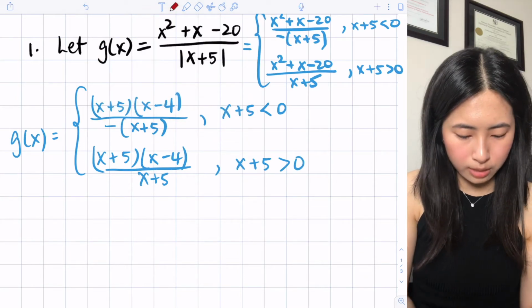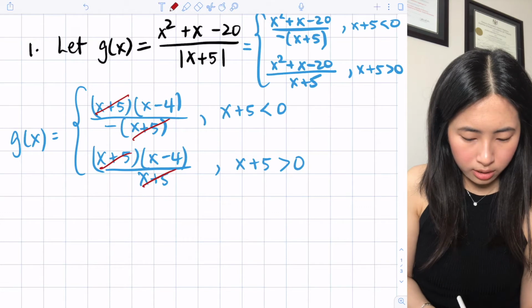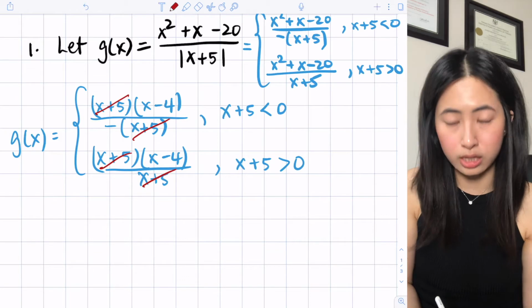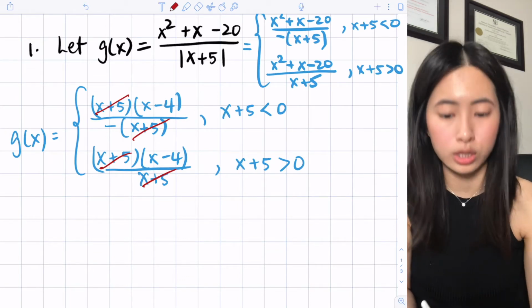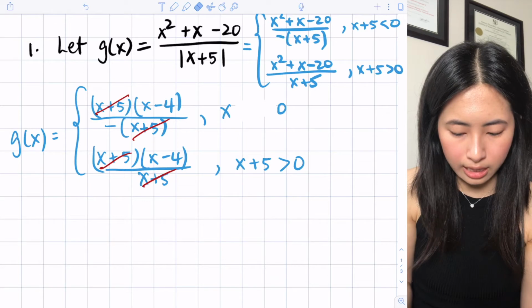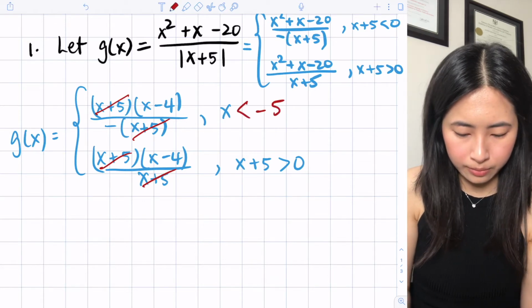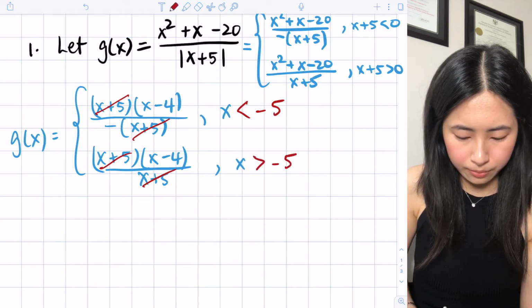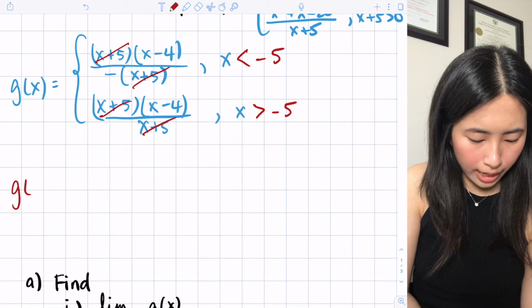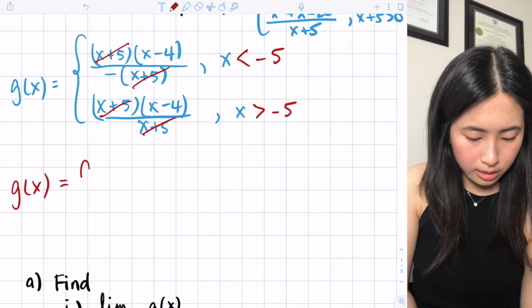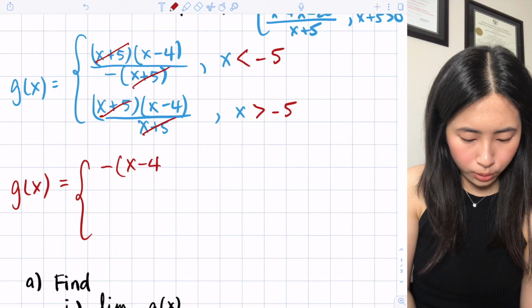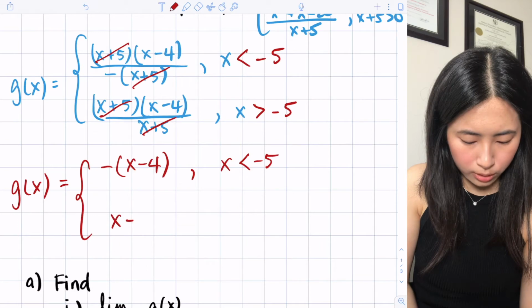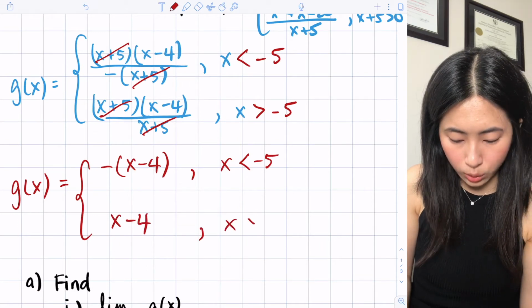Now we're able to cancel out x plus 5 here. On top of that, because you have a plus 5 here, we're able to transpose positive 5 to the opposite side of the inequality, such that this now becomes x less than negative 5, and this becomes x greater than negative 5. So just rewriting what we have, g of x is negative times x minus 4 when x is less than negative 5. On the other hand, we have x minus 4 when x is greater than negative 5.